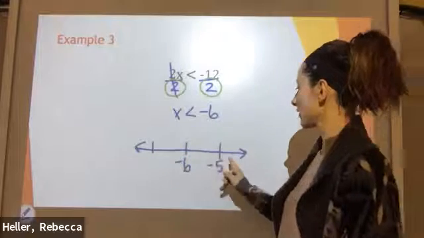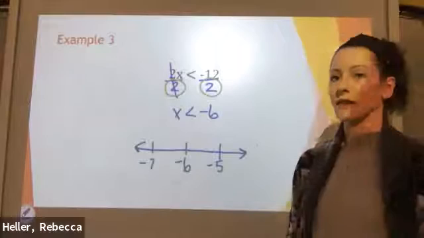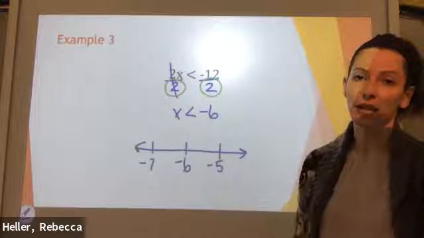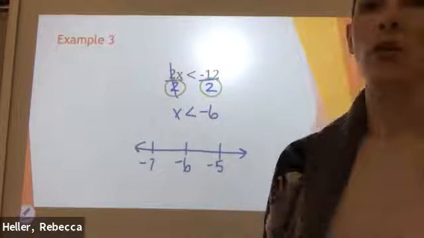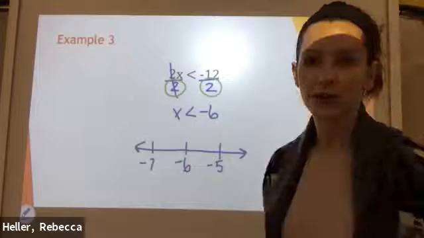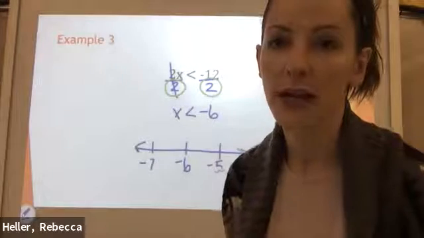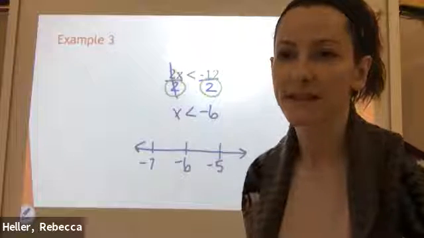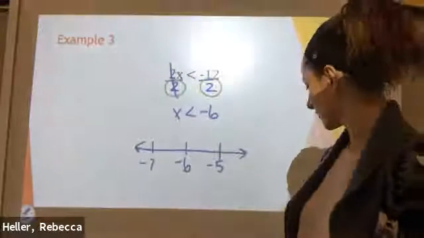Negative 5 goes to the right, negative 7 on the left. Be careful when you're putting negative numbers on the number line that you don't put them in the wrong order. Open or closed circle? Alexis, easily. Open or closed?